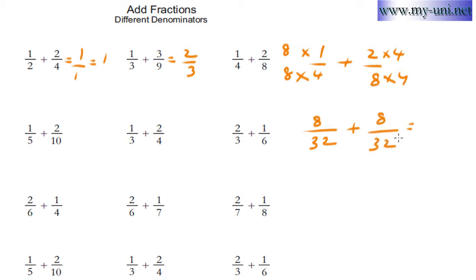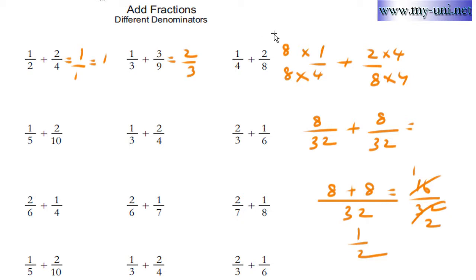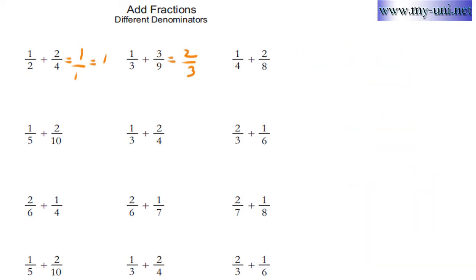So the denominators are same now. We can add these 2 fractions. 32 once only, 8 plus 8 is 16 over 32. 16 times 1 is 16 and 16 times 2 is 32. 1 over 2 or half. So sum of these 2 fractions is 1 over 2.